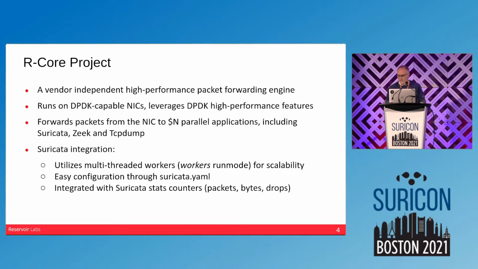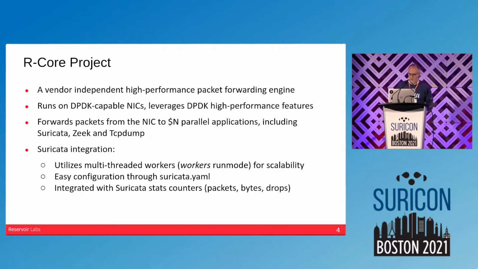So the architecture, as you will see, for Arcore, it has this capability to get packets from the wire all the way to the application as efficiently as possible, but also being able to forward packets across an arbitrary number of applications potentially, basically. So supporting Suricata, Zeek, and tcpdump and tap interfaces for more general purpose connection, basically there.